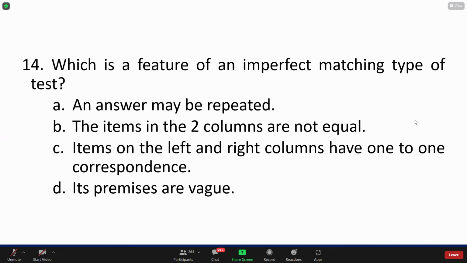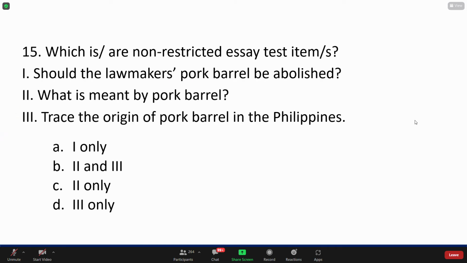Actually, from the word imperfect. If I were the one choosing, I would automatically remove 'its premises are vague.' I would also remove 'items on the left and right columns have one-to-one correspondence' because we're talking about imperfect matching type. So actually, the correct answer is letter A, an answer may be repeated. Okay? So let's keep this in our brain cells: when we are talking about imperfect matching type, we can repeat an answer. Okay, next, number 15.